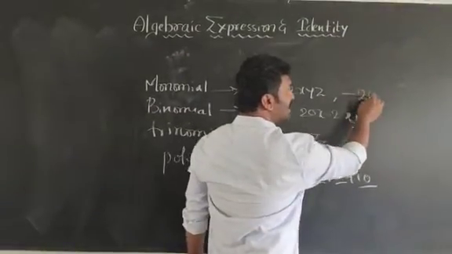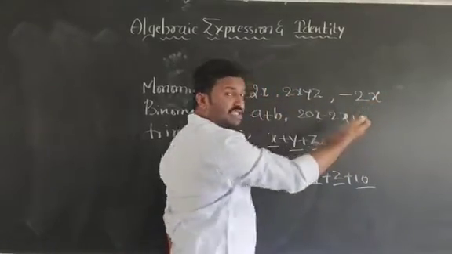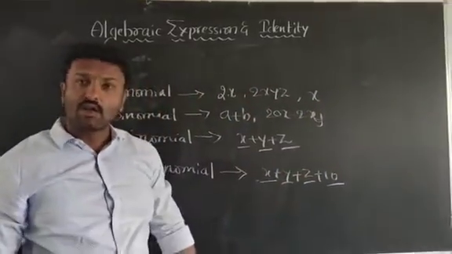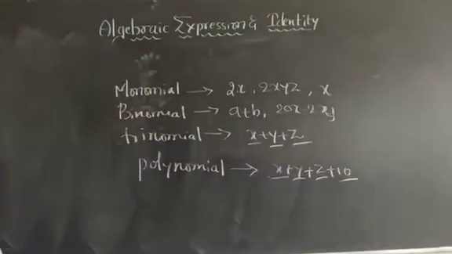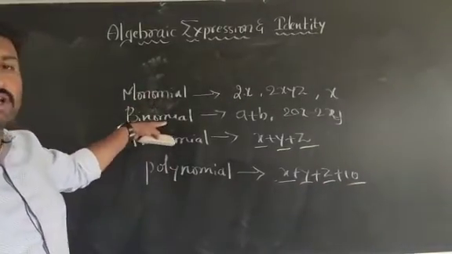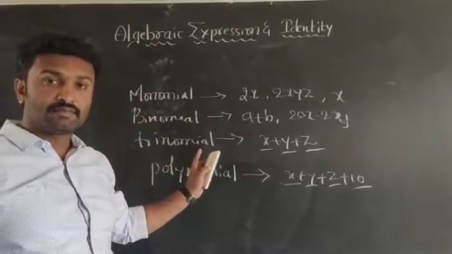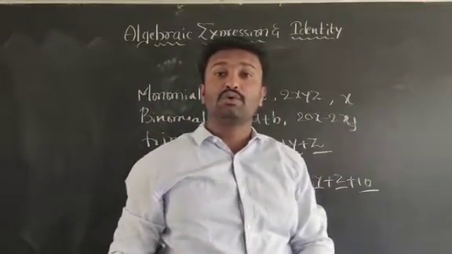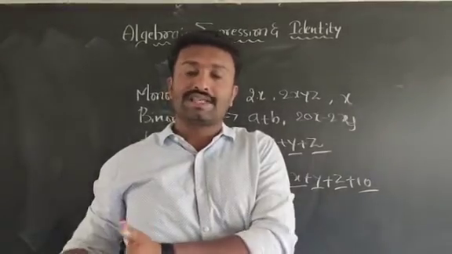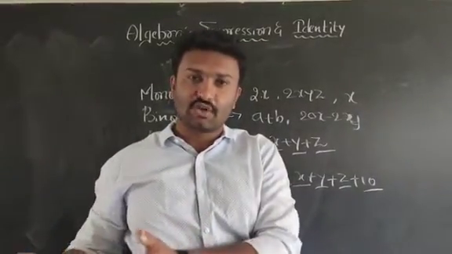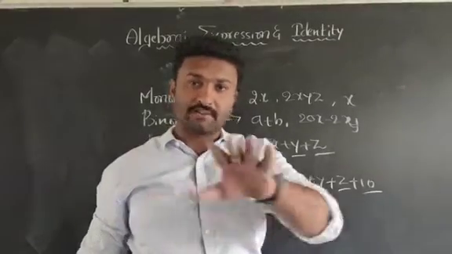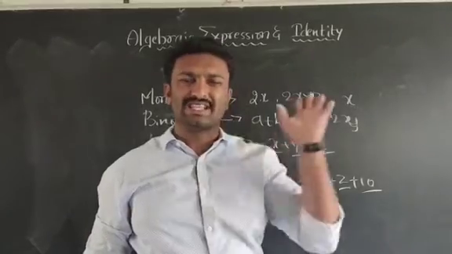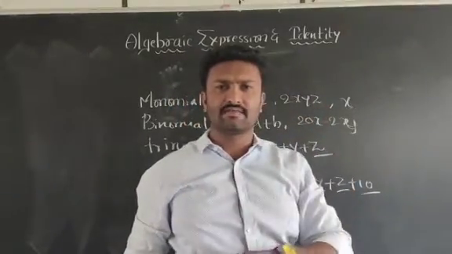One more example of binomial. Minus 2x plus a second term is also a binomial. This way they are divided: monomial, binomial, trinomial, and polynomial. In your exercise, one page is given. You have to separate monomials, binomials, trinomials, and polynomials. You have to write them separately. Just go through your textbook, your exercise, in the first exercise, second exercise.